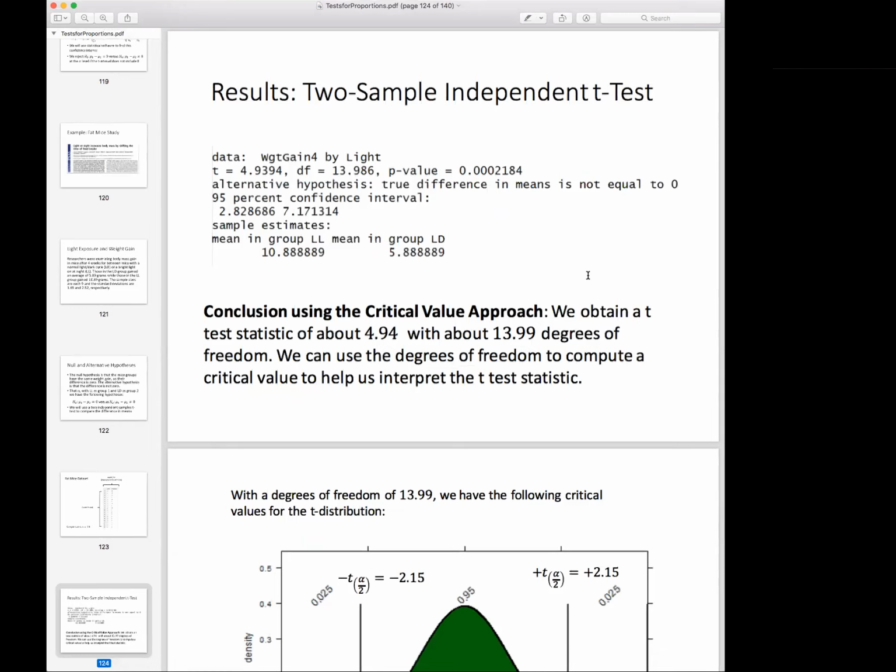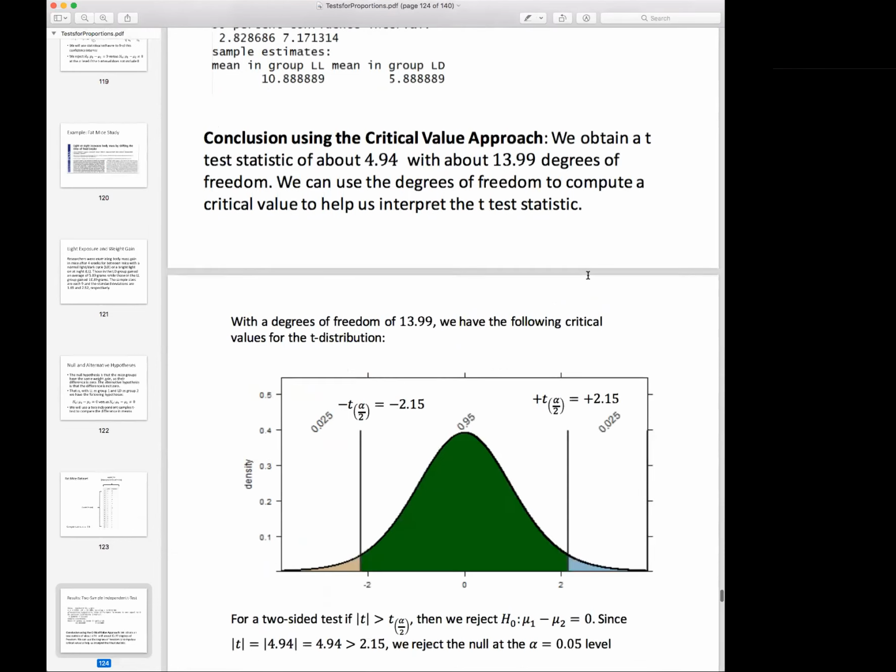So here it's a significant result. We reject the null hypothesis and conclude that the true difference in means is not equal to 0. The true difference will be between 2.82 and 7.17 grams. And our test statistic was 4.94 with about 14 degrees of freedom.